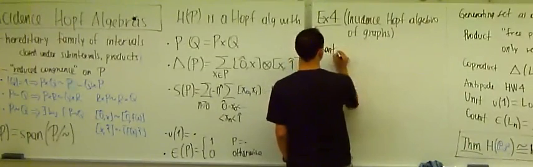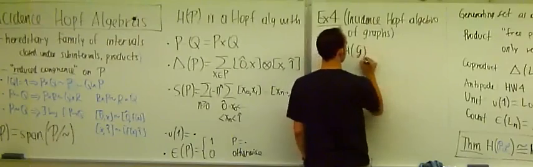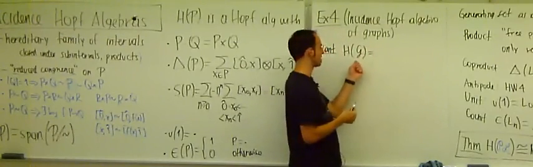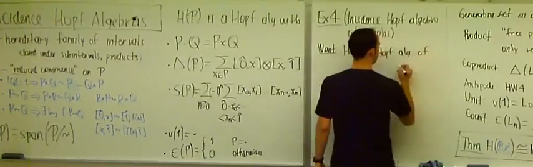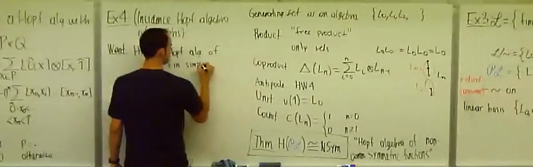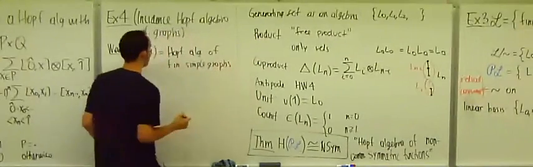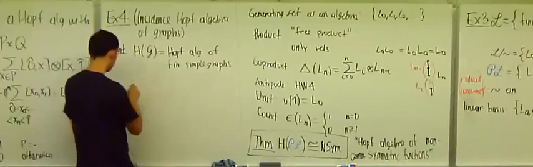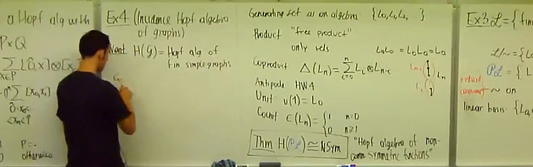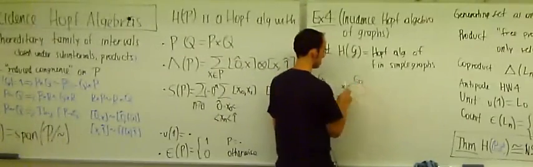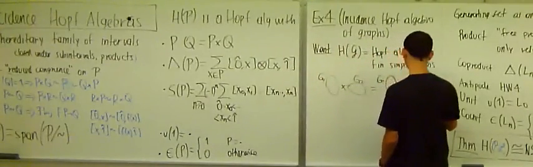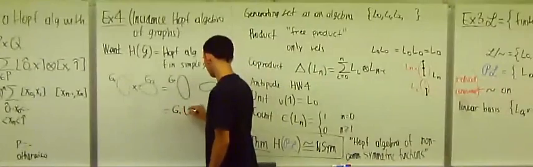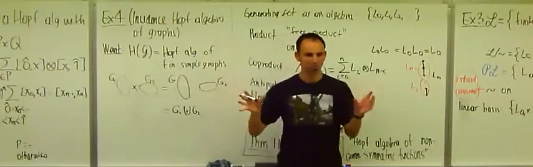I finally remember what's a good G, script G that kind of looks like a G. Hopf algebra of finite simple graphs. Just to remind you, the product is just given by the disjoint union of these two graphs, G1 disjoint union G2, so you just put them side by side.